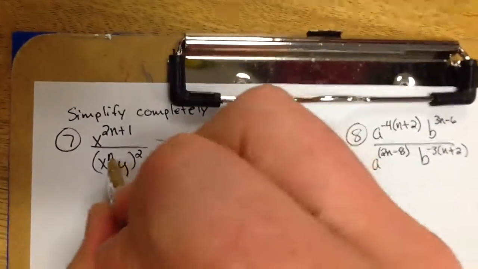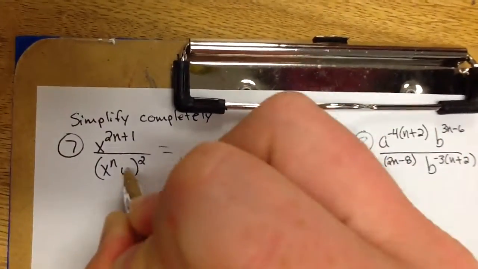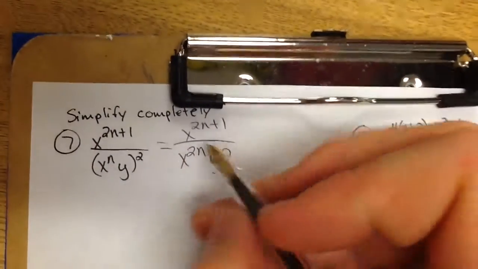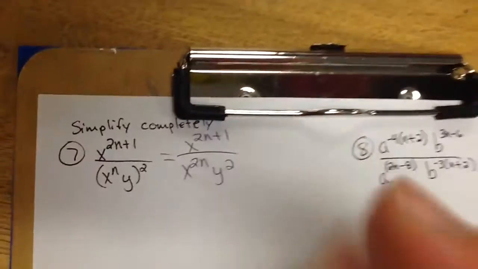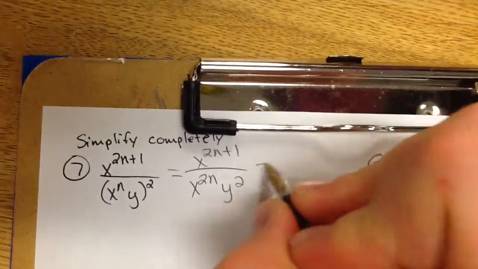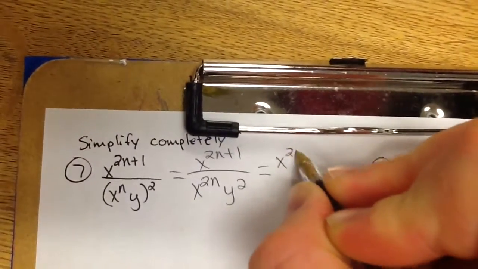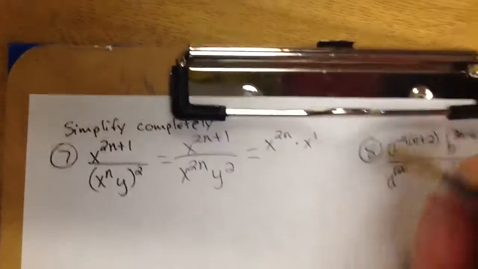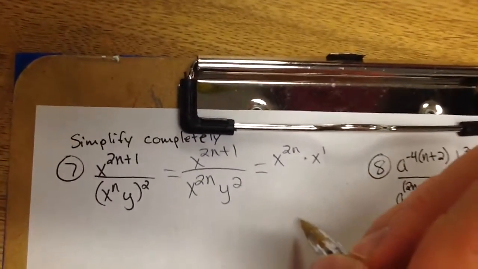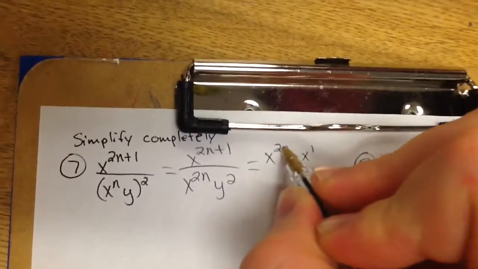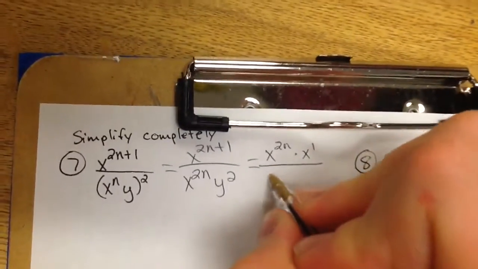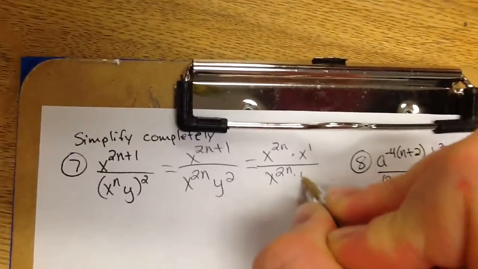Square that bottom, so n times 2 is 2n and y squared, and then on top we got x to the 2n plus 1. This threw some people off, but I showed Riley. I was like, well, if you got 2n plus 1 as your exponent, you could technically break that apart into x to the 2n times x to the 1. Because when you multiply with like bases, what do you do with your exponents? You add them. So if I were to multiply these together, I would get x to the 2n plus 1. So I could rewrite it like that. You don't have to. I'm just showing you why this works.